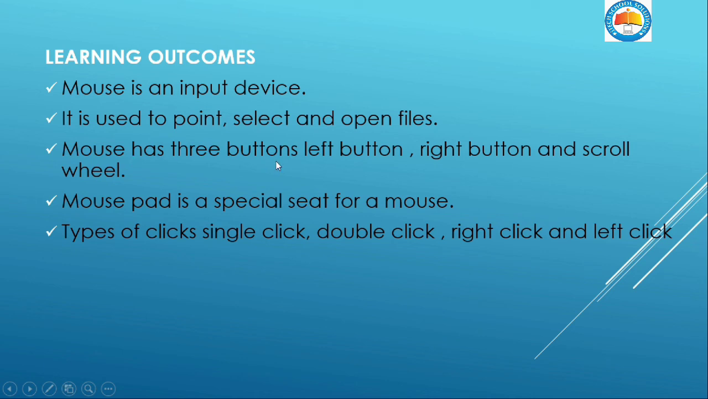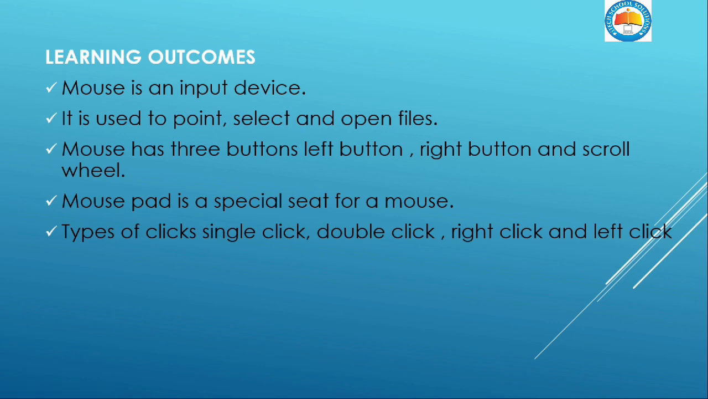Next, mouse has three buttons: left button, right button and scroll wheel. So children, mouse has three buttons, right? They are the left button, right button and scroll wheel. Mouse pad is a special seat for a mouse. Because when we place the computer mouse on the mouse pad and work, the computer mouse will work smoothly.